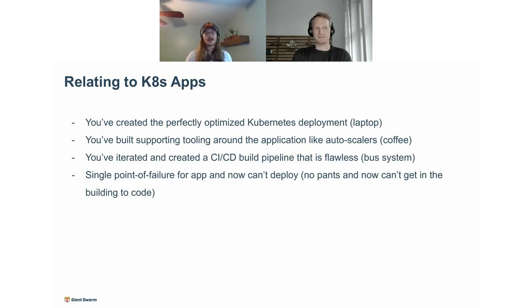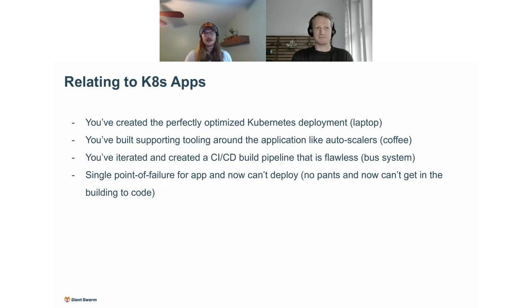So how can we relate this back to a Kubernetes application scenario? Let's say we've created a perfectly optimized Kubernetes deployment, which is our laptop. It's the only thing that we think that we need to be successful, to be productive. So our pod's running, our code is super optimized, it scales really well, it's awesome. So we have our laptop. We've built supporting tooling around the application. So that being our autoscalers, our resilient controllers, right? Things that are gonna monitor the health, restart it if it fails, and then scale it based on need.